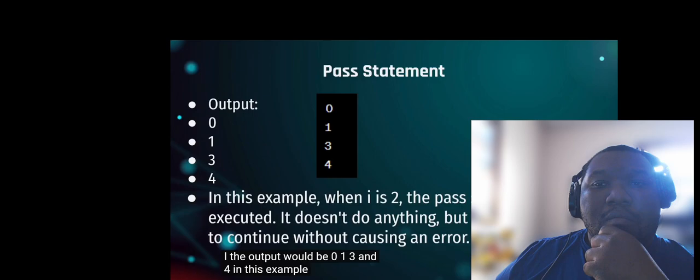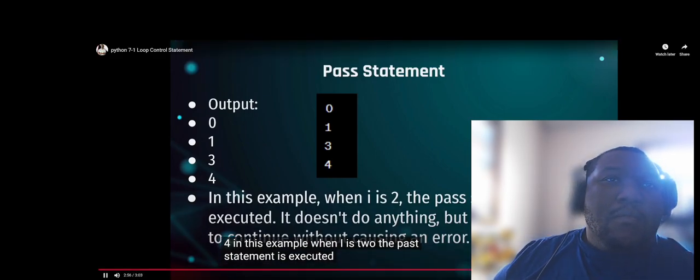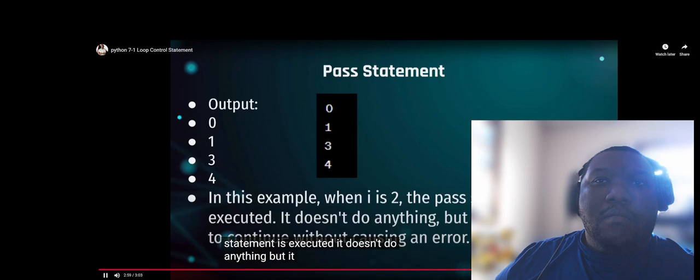In this example, when i is 2, the pass statement is executed. It doesn't do anything, but it allows the loop to continue without causing an error.